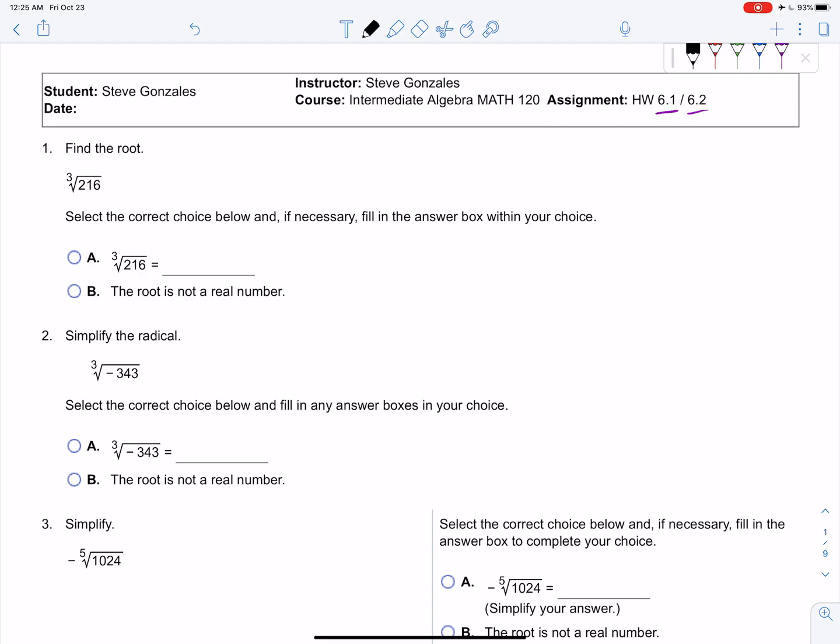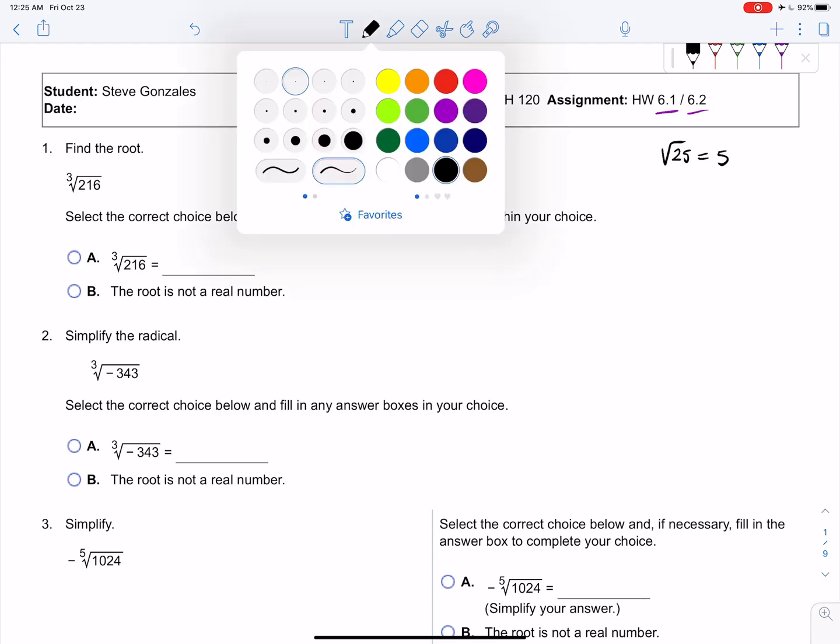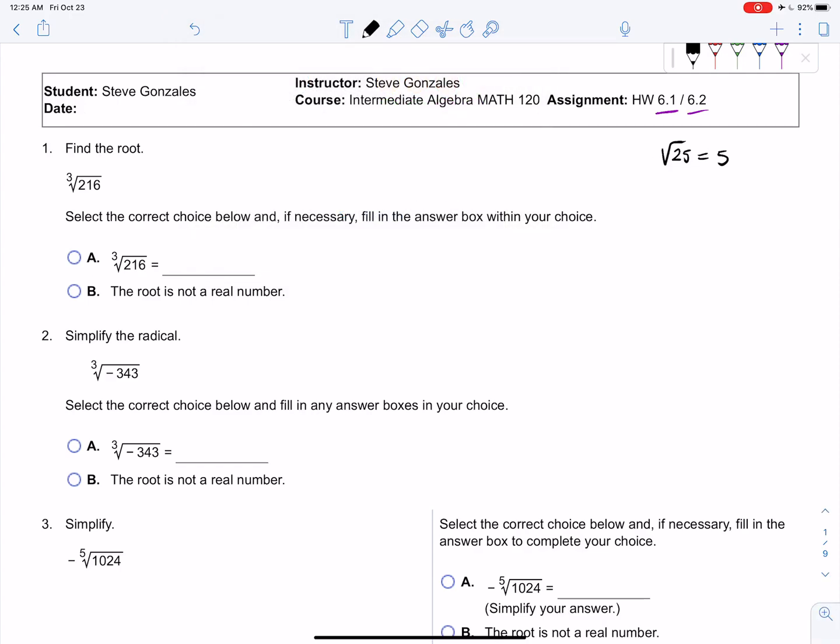So, when we're looking at these problems, the first thing we're thinking about is you probably have seen something like the square root symbol and the square root of 25, and most people know that that's 5. But I think what we need to do is kind of break that down a little bit more, just to get a better understanding of what is going on there.